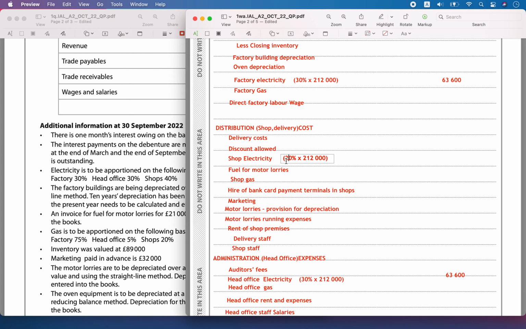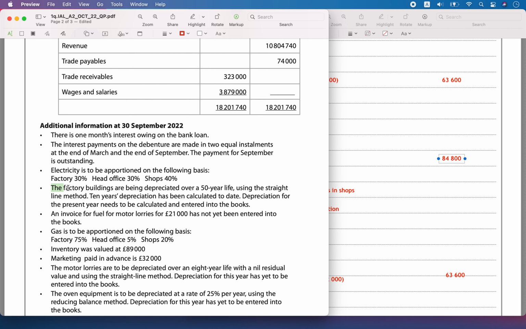Shop electricity is 40 percentage of 212. So that is going to be equal to 84,800. Okay, shop electricity. Then you have the factory buildings are being depreciated over 50-year life using the straight line method. 10 years depreciation has already been calculated up to date, it's over.